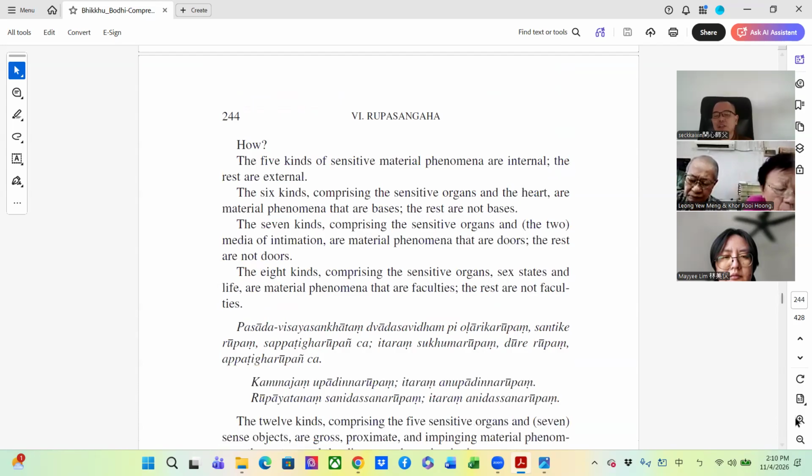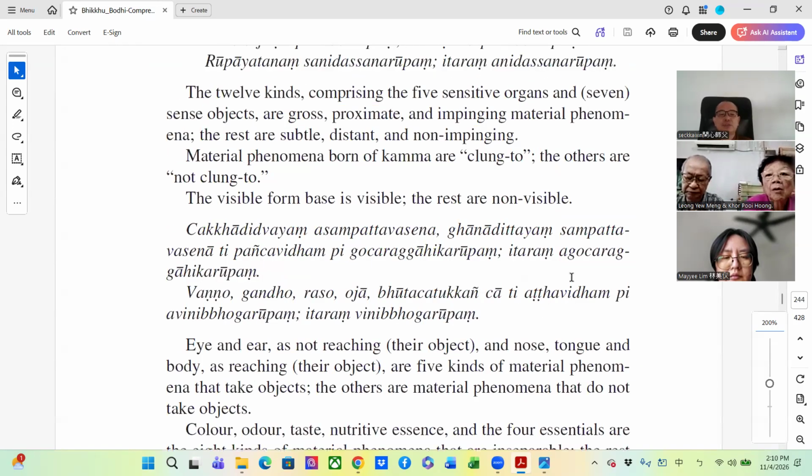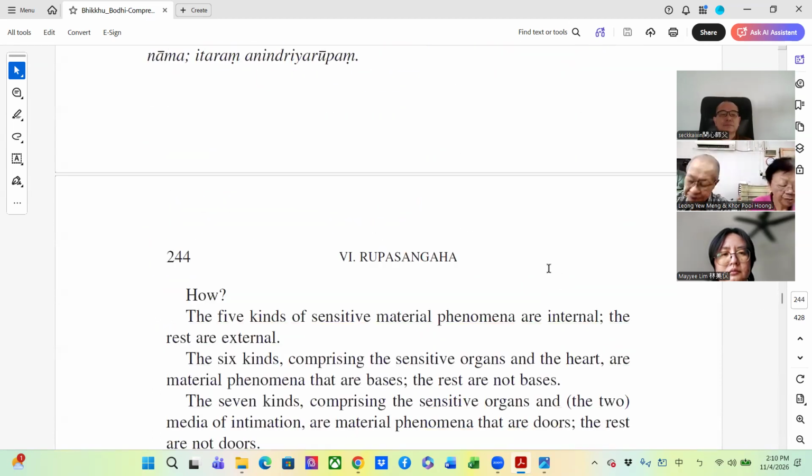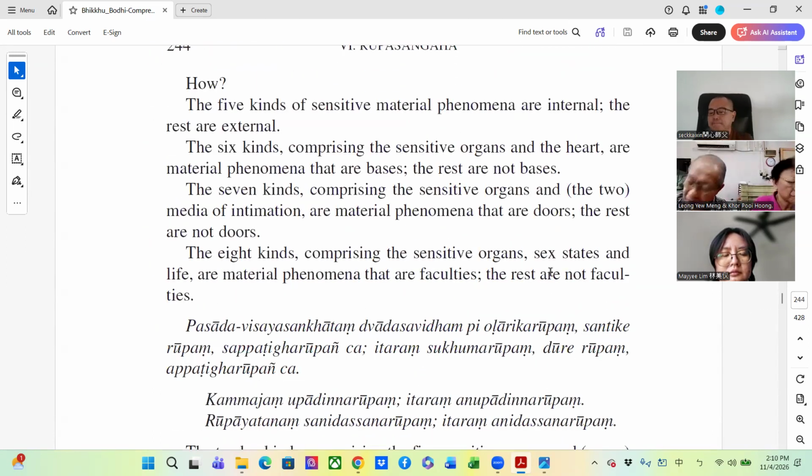Mr. Leong, can you please read the passage? Manifold. As manifold. How? The five kinds of sensitive material phenomena are internal and the rest are external. The six kinds comprising the sensitive organs and the heart are material phenomena that are bases. The rest are not bases.